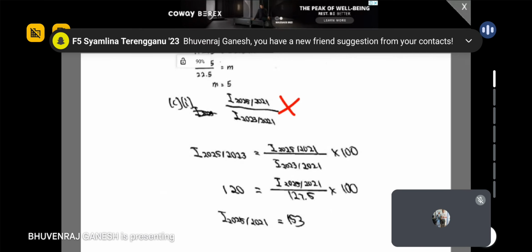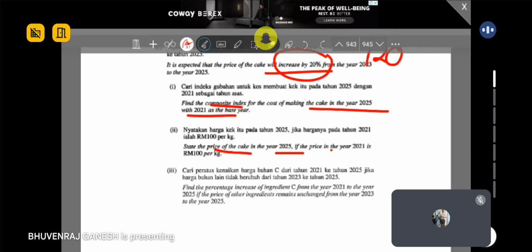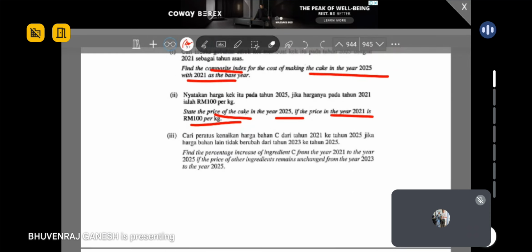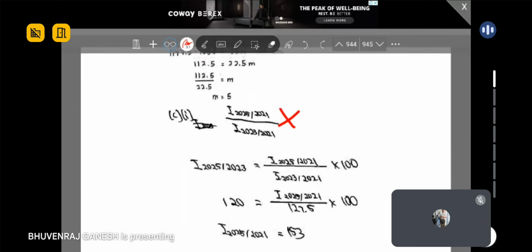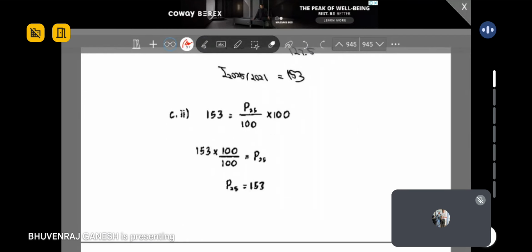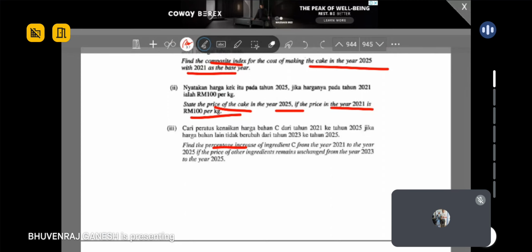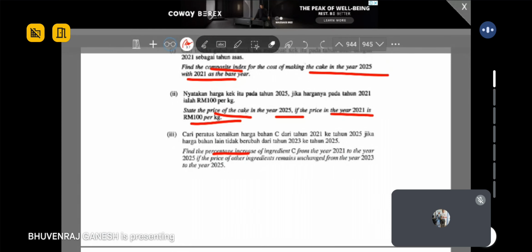Very common, right? Okay, and then C2, they ask you about the price. Okay, price of 2025 based on 2021. So you just use your answer in part C1. Guna jawapan index yang ni, apply the formula of index, find the price in 2025. Okay, then you will get the answer 153. That's all. Settle. Okay, and then C3, they ask you percentage increase. Okay, so percentage increase, kadar peratus kenaikan, you just find your index. Am I right? If you find your index, then you can find the percentage increase. Okay, so 2021 to 2025.